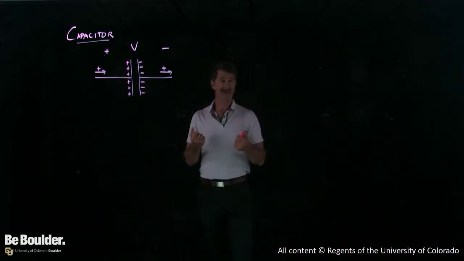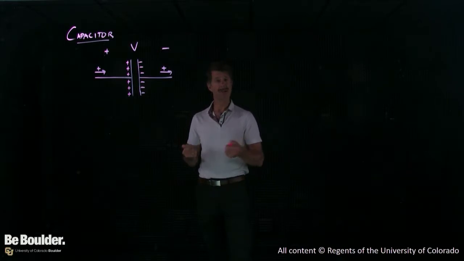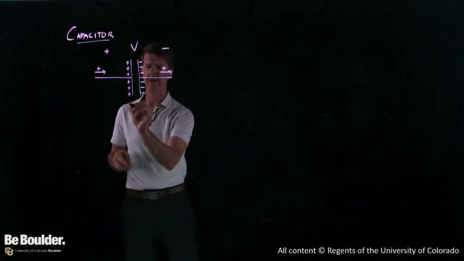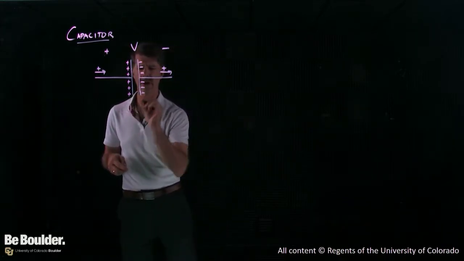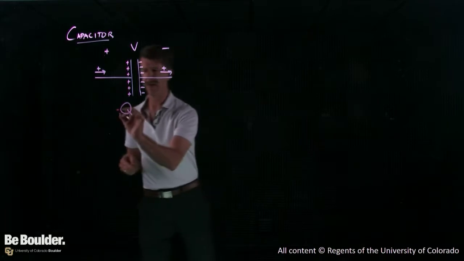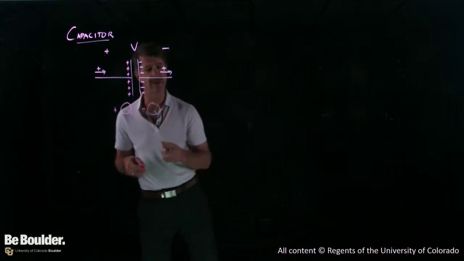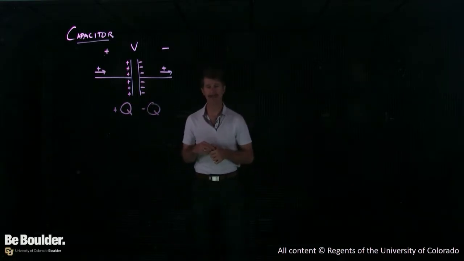So what we'd like to understand is how current gets through this device, because what we'd like is its current voltage relationship. And what we've found here is we have more of a voltage charge relationship. Here we have some plus charge, and here we have an equal amount on the other side, negative charge.